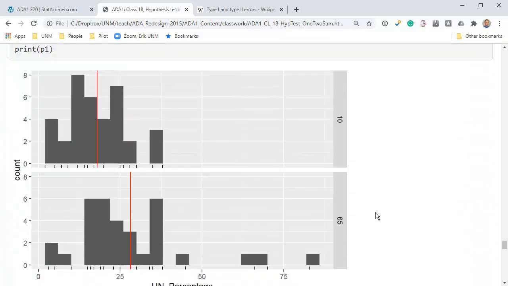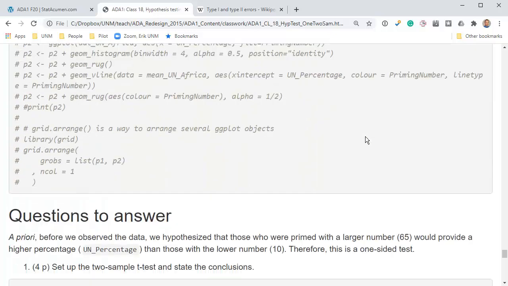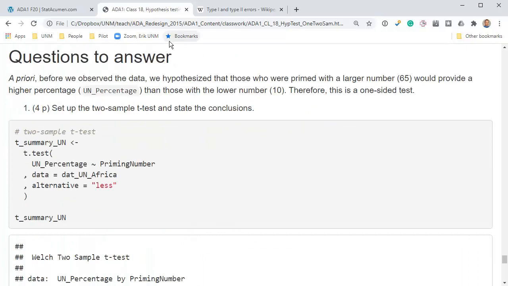So what we want to know is, we've got two samples now. We've got a sample of people who experienced the condition number 10, and another condition, 65, that a separate set of students experienced. And we want to know, are these two means different from each other? By eye, this is a pretty big difference, but we want to answer this question statistically. A priori, before we observed the data, we hypothesized that those who were primed with the larger number would provide a higher percentage than those with the lower number. So this is a one-sided test.